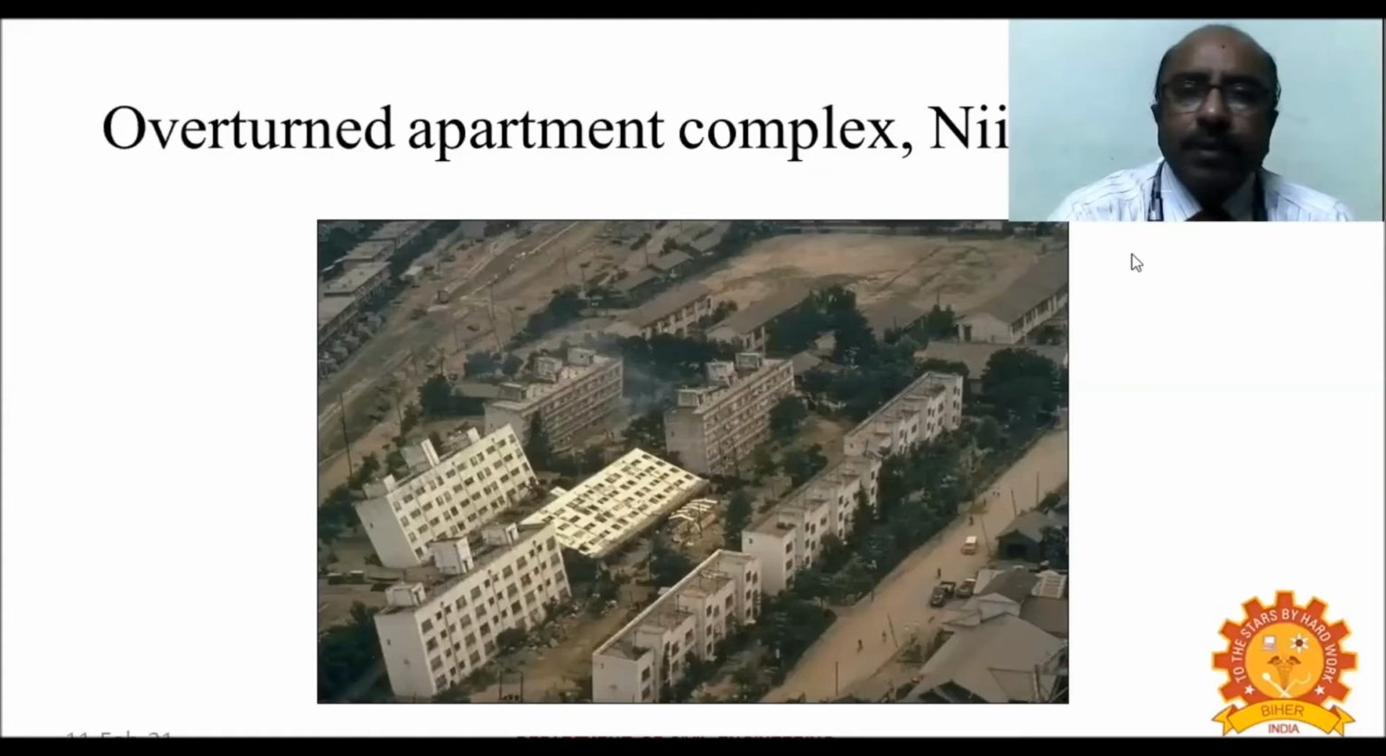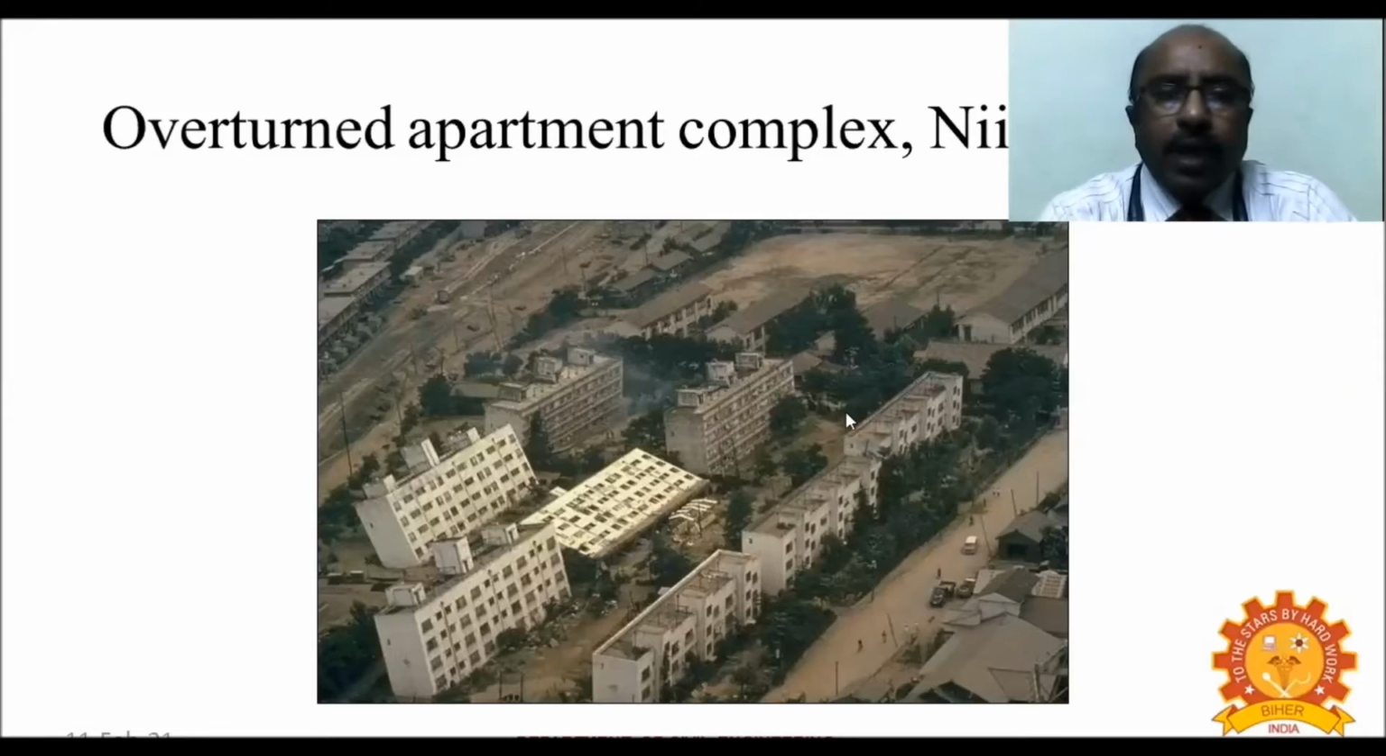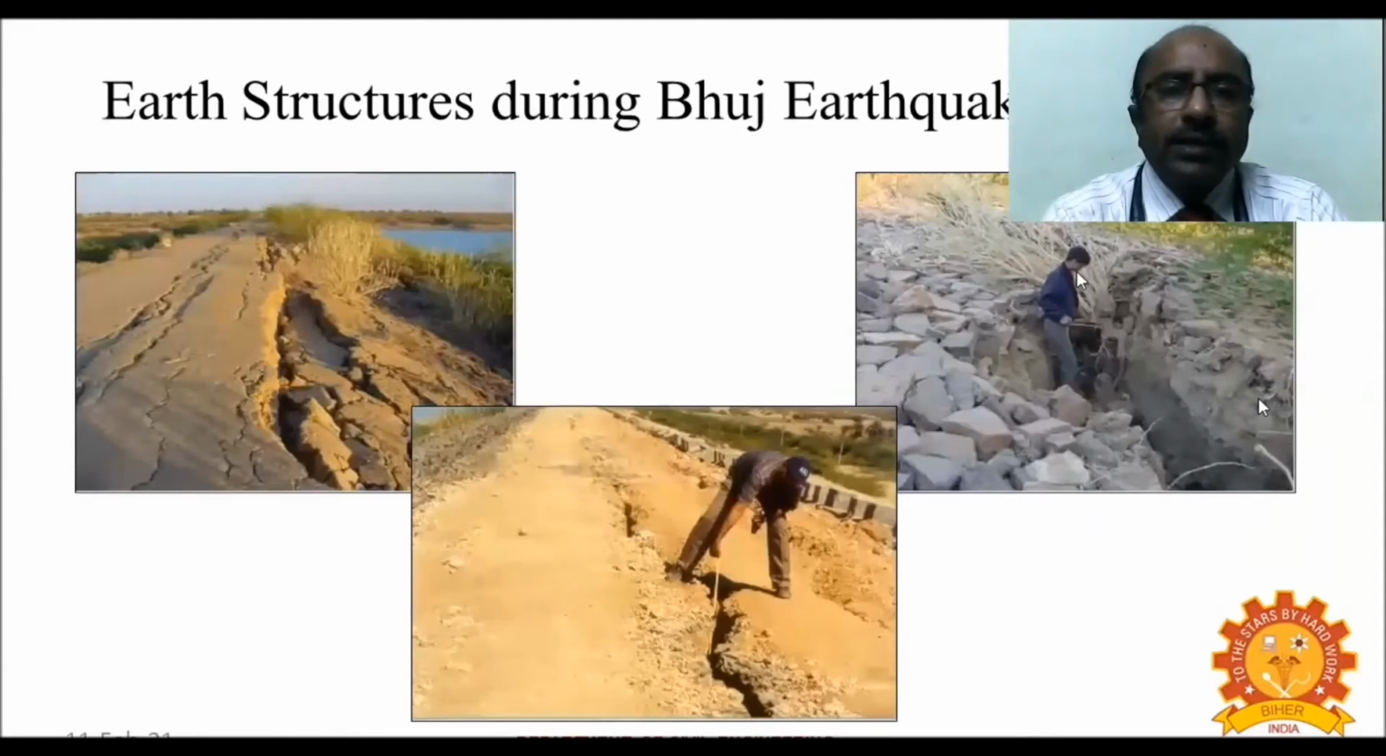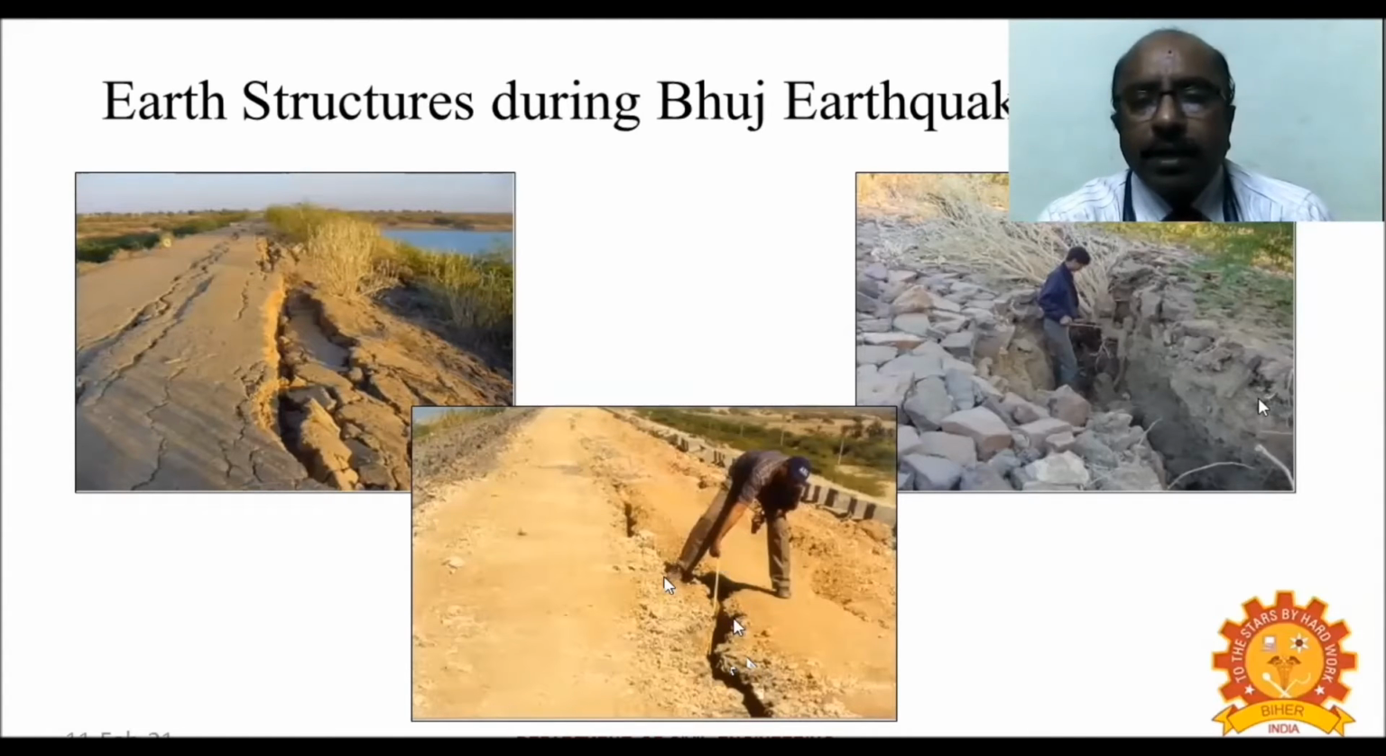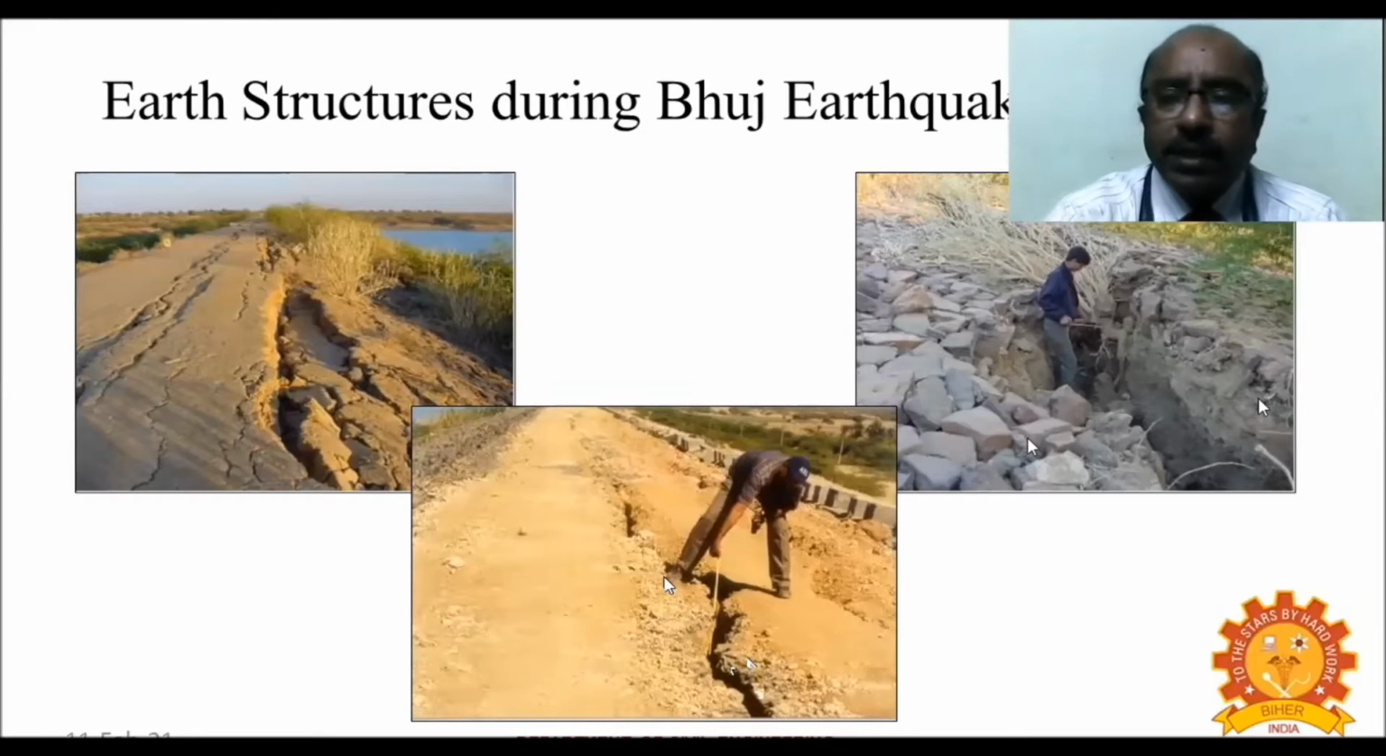And this is a classical example from 1964, where the entire structure, an apartment complex, overturned. Similarly, during the Bhuj earthquake in 2001 in Gujarat, a lot of earthen structures failed. You can see the cracks which are very deep. Also, the rubble masonry which was constructed failed or collapsed.